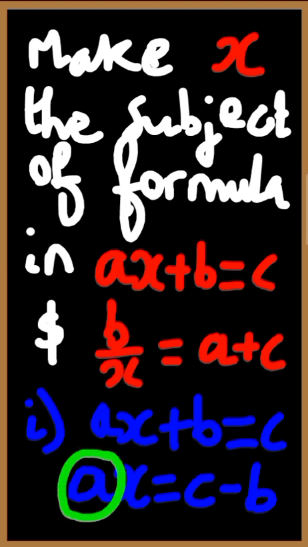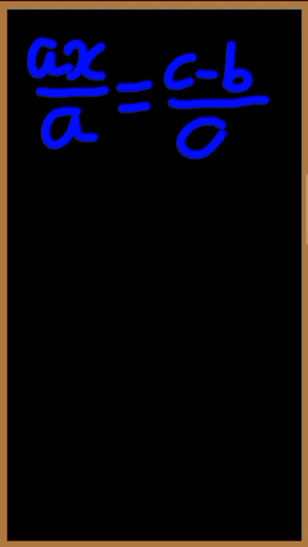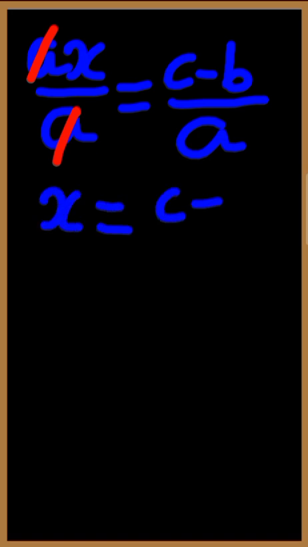We are dividing both sides by a because this is the only way we can separate the letter x from a. Dividing both sides by a, this will give us ax divided by a is equal to c minus b divided by a. At the left hand side, a will strike off a, we will be left with x, which is equal to c minus b. Then we divide all this by a.